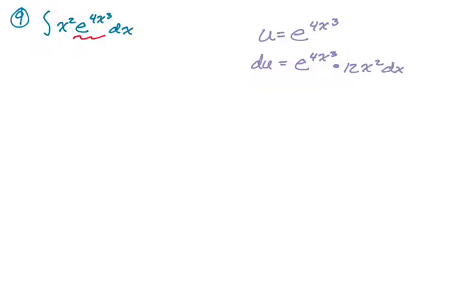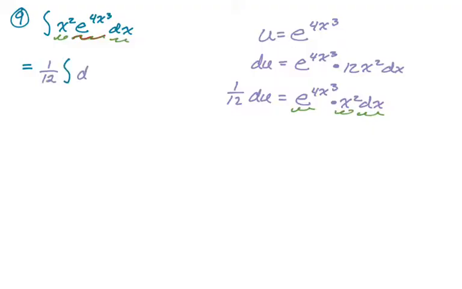Then we just compare, right? We have x squared, we have e to the 4x cubed, and we have dx. So I'm going to divide through by 12. That's the most common thing to do, is to take the constant multiple over to the other side. So I get 1/12 du. I have this, I have this, I have this. So this integral just becomes 1/12 the integral of du.